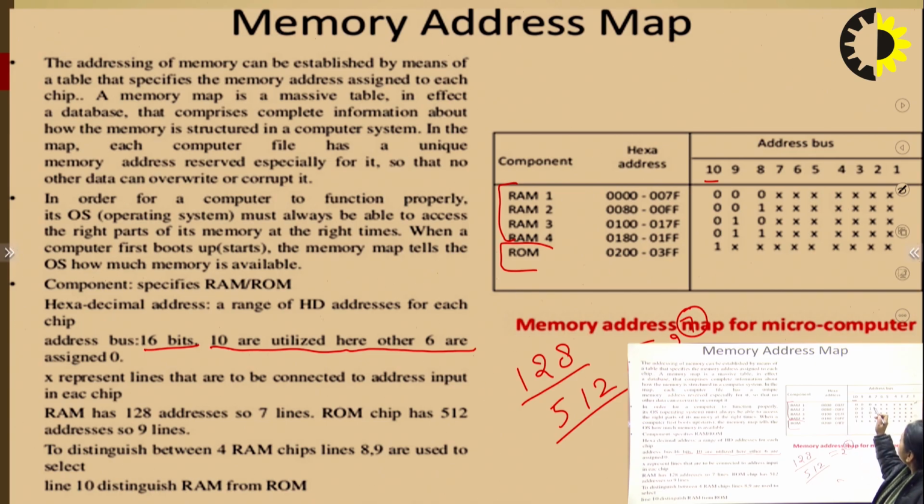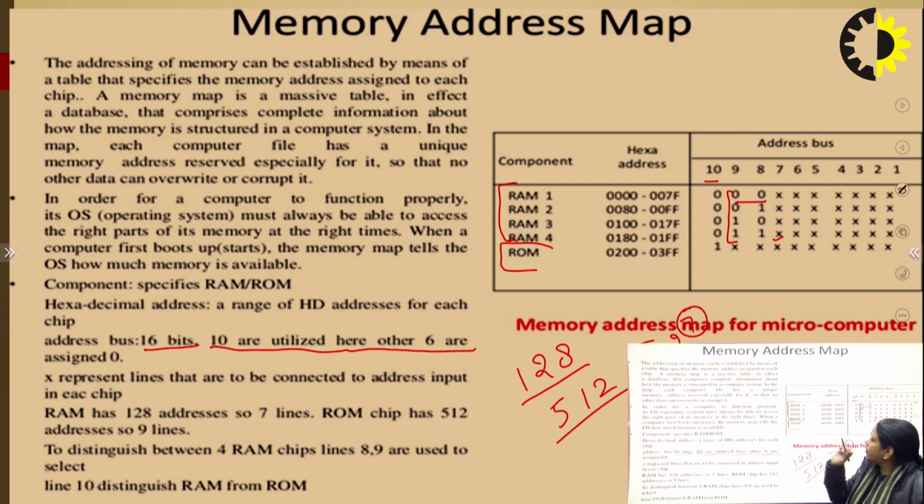And the next 8th and 9th bits are used for chip selection, because we have 4 RAMs, and only one RAM will be selected at a time. So we need a 2:4 decoder here. We will apply the 2:4 decoder on the 8th and 9th bits, so that we can find out which RAM chip will be selected here. So you can see here 7 are the common lines and 8 and 9 are 0, 0, 0, 1, 1, 0, 1, 1. Different combinations are there.